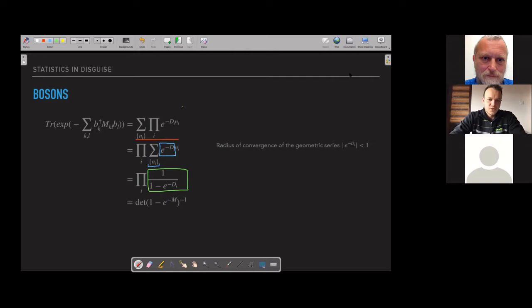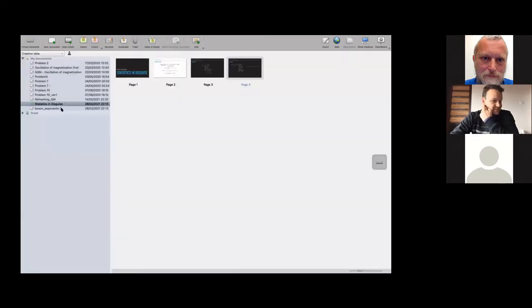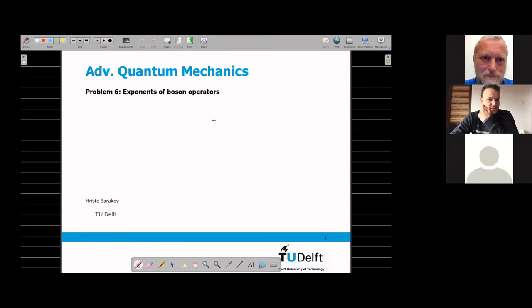Okay, I'm gonna move to the next exercise because we have a lot more to talk about here. So in our next exercise, we're gonna perform some algebra of operators, and a lot of it. If you have any questions, don't hesitate to ask, but do not try to write everything down because there is a lot of operations here. So we're going to talk about exponents of boson operators.